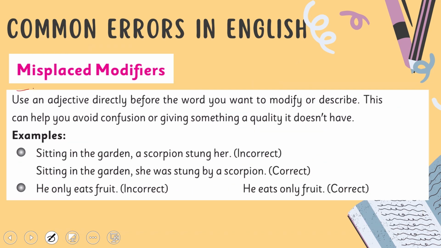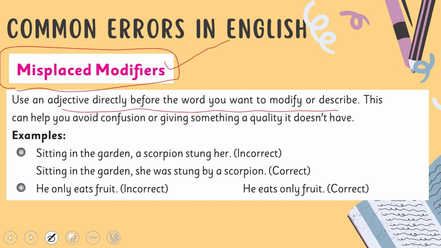Let's talk about misplaced modifiers. I hope that you already know what a modifier is. It modifies your word, right? Use an adjective directly before the word you want to modify or describe. This can help you avoid confusion or giving something a quality it doesn't have. If you're wondering what an adjective is, just pause the video right here, read about adjectives and modifiers, and then come back.